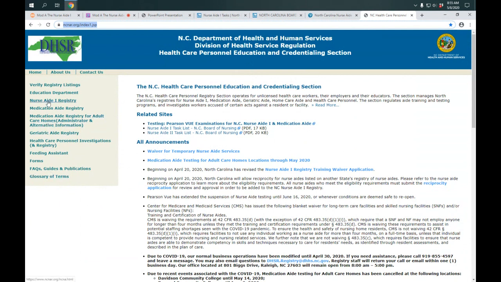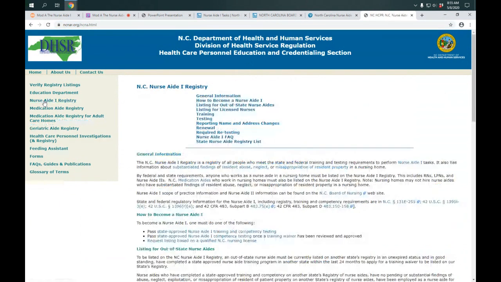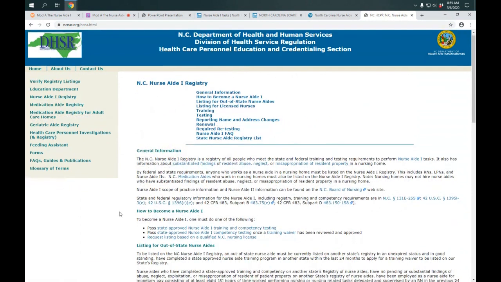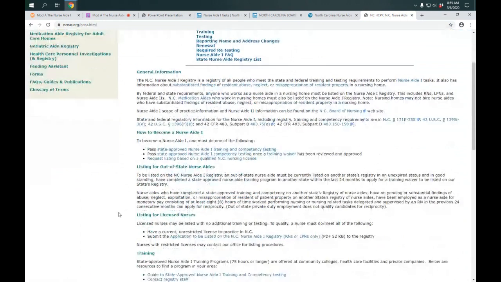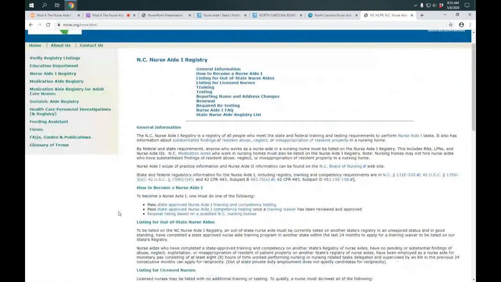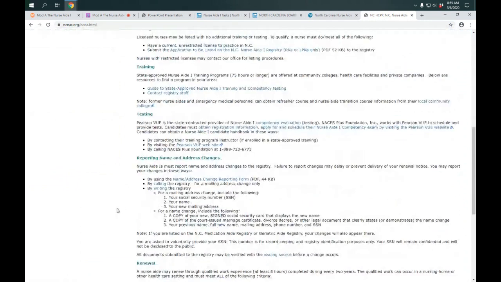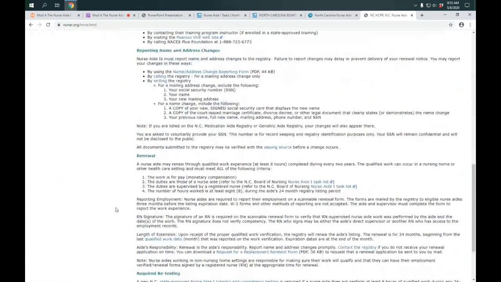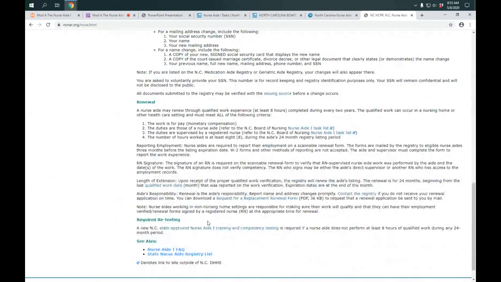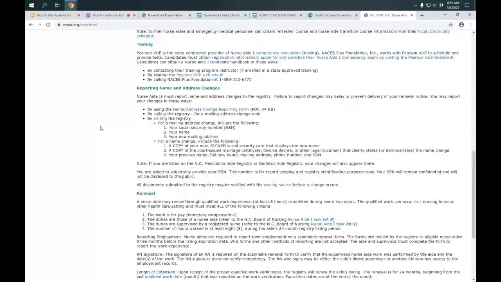If you go right here where it says Nurse Aide Registry, I'm over here on the left. You can look, and there's all kinds of information for you. You can go to forms if there's something that you need to find. You can go in there under renewal. This is going to remind you if you forget anything about your renewal. You can go in here and remind yourself about what you have to do to get renewed. This website is where you'll go in.